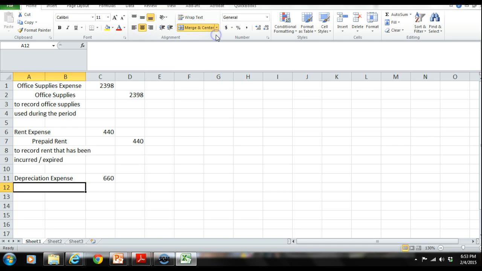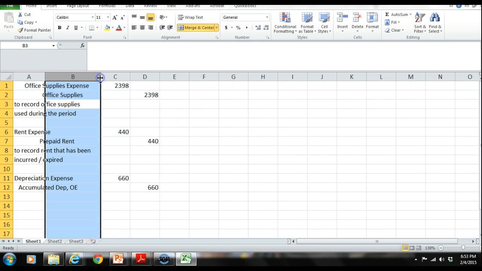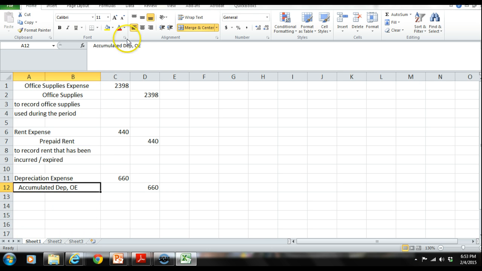Then we're going to want to show accumulated depreciation office equipment. I'm not really writing all that out because I don't have room. Okay? Accumulated depreciation office equipment, $660. Now we're going to go post it. I want you guys to try to figure out where you're going to post these. I'm going to give you like 2 minutes, and then I'm going to see if you did it right.